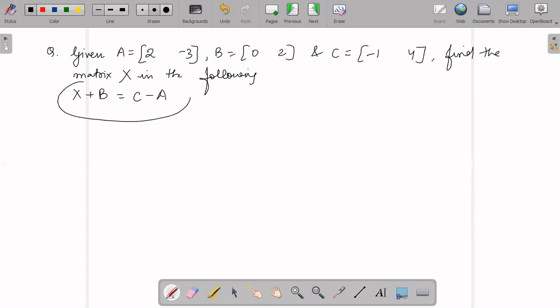देखो यहां पे भी एक मैट्रिक्स इक्वेशन है, X is a matrix, B is a matrix, C is a matrix and A is a matrix, and they have given an equation made out of these matrices. X plus B is C minus A. You have to find out this entire X. How do we solve it? And that we would be looking at in the next class.